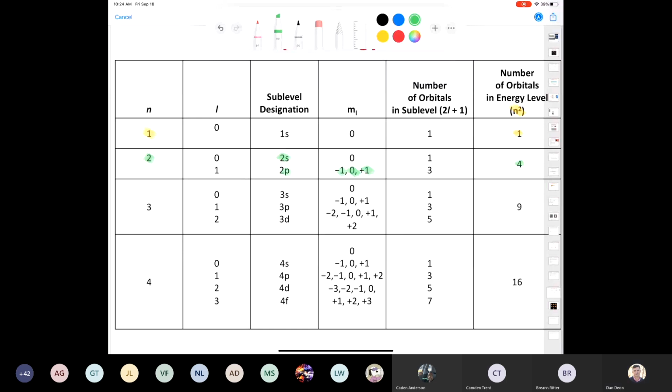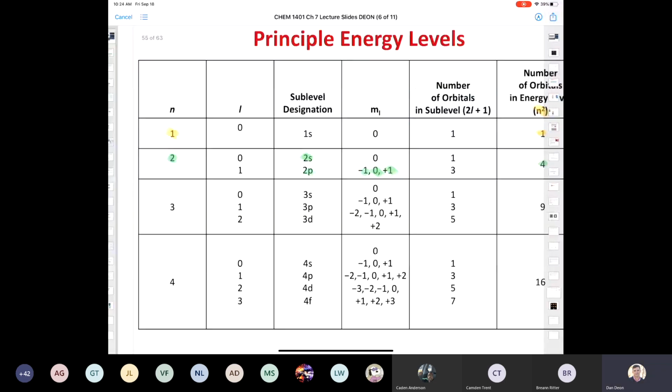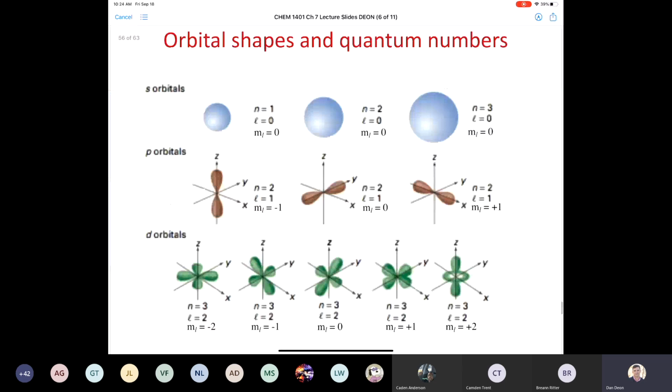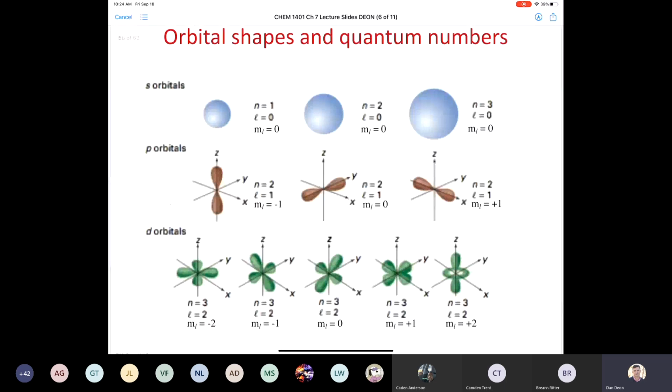Anyhow, just kind of fun stuff. What time is it? 10:24. I'm probably going too slow, but whatever. Some of you are probably wondering, hey, Mr. Dion, you talked about shapes. What are the shapes of these orbitals? Well, if you read the chapter, you definitely know what the shapes of the orbitals are.